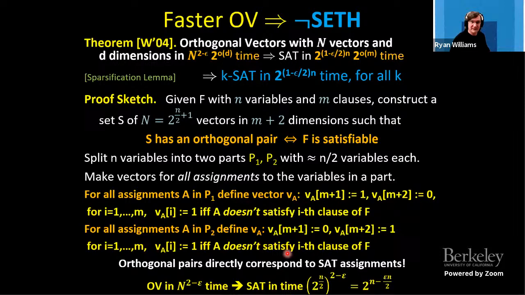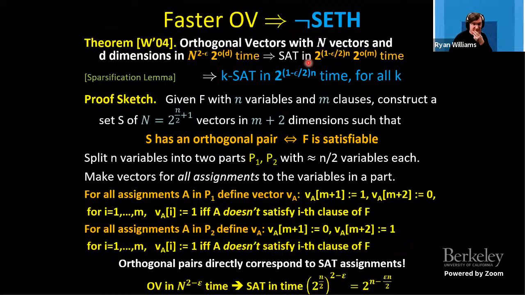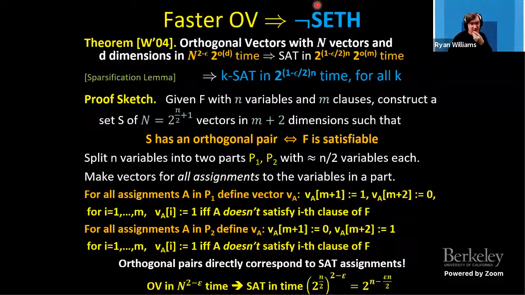And so then if we have OV in subquadratic time, then we will get a faster SAT algorithm. All right. But this is one of many, many such reductions. This is maybe the simplest such reduction, showing how, the contrapositive is if SETH is true, then in fact this very simple quadratic time algorithm is in fact optimal.